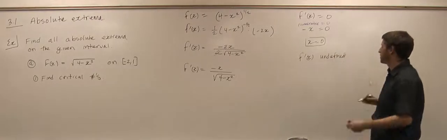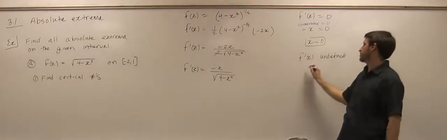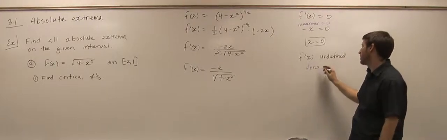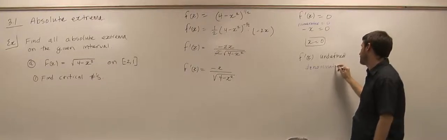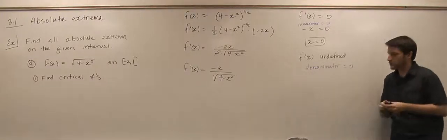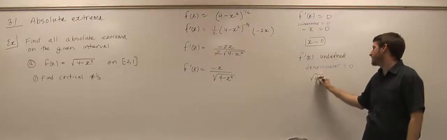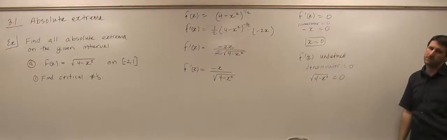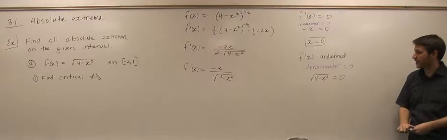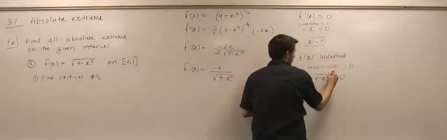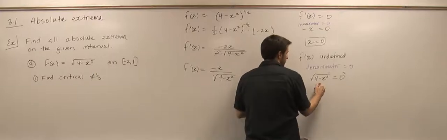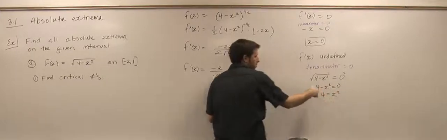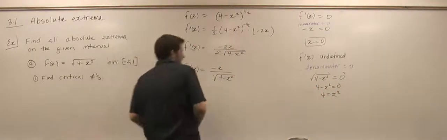So what am I going to do here? Undefined is going to happen when your denominator equals 0. So you have to figure out where square root of 4 minus x squared equals 0. Where's that? 2 and negative 2. Right, you're going to square to get rid of the square root. So 4 minus x squared has to equal 0. You move the x squared to the other side. Square root both sides. And you got plus or minus 2.